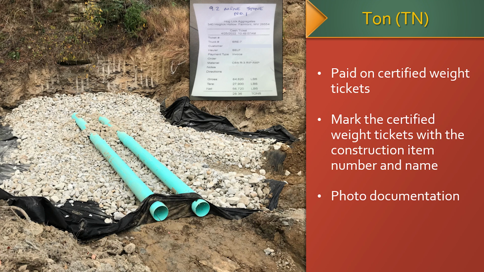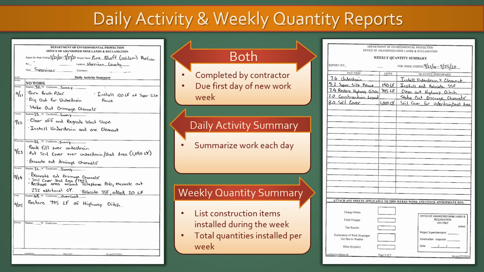After installation, the inspector will compile and label all material slips with the item name and number, any laboratory testing results or other documentation, and a record of the exact tonnages and verification photos of the work being completed in the daily inspection reports. The daily activity form and weekly quantity summaries are completed by the contractor and provided to inspectors on a weekly basis.